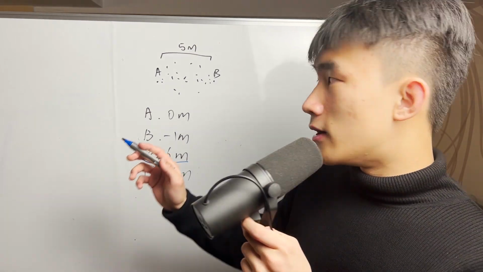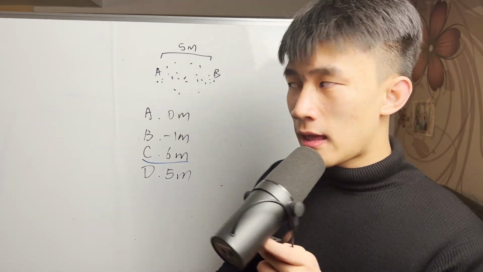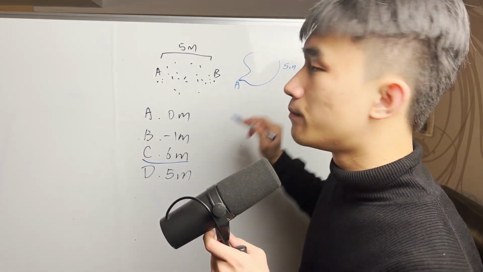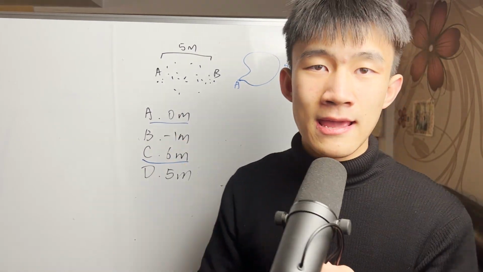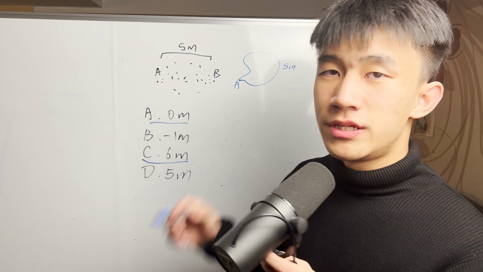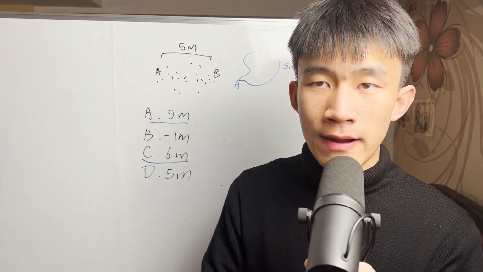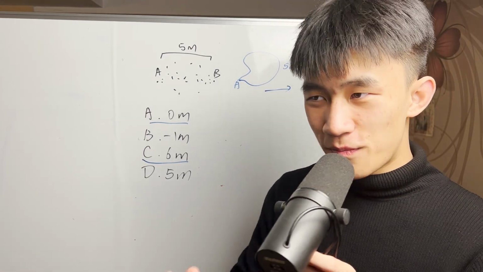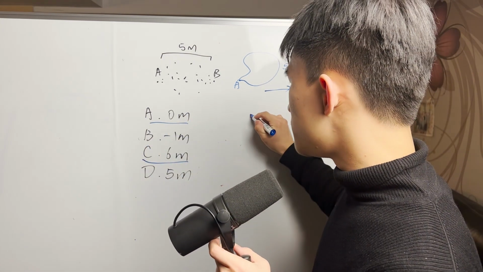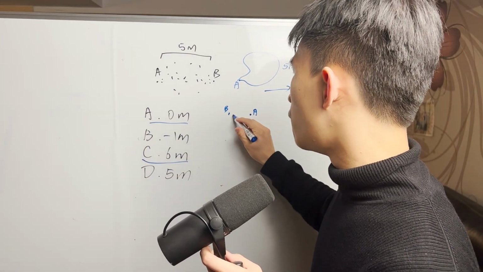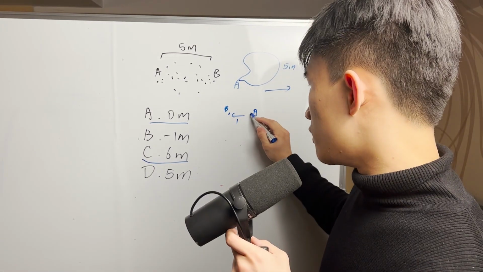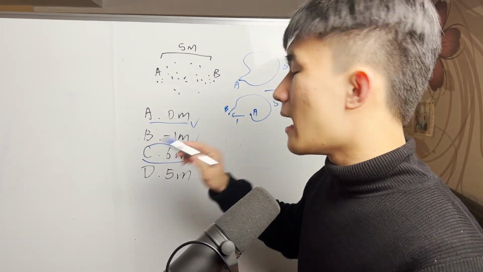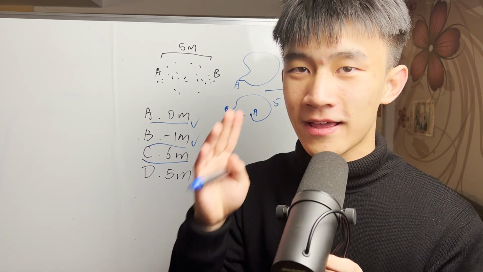Why? Because after I traveled 5 meters, if I just go back to my original point, I've traveled 5 meters and my displacement is 0. So A is absolutely okay. And B, -1 meters. We just need to give this displacement a direction. Let's say the positive direction is to the right. So -1 meters will be 1 meter to the left, right? So this means point B is 1 meter to the left. So I can just travel 5 meters and end up to the left. That will also make sense. So B is also okay. And D is also okay.